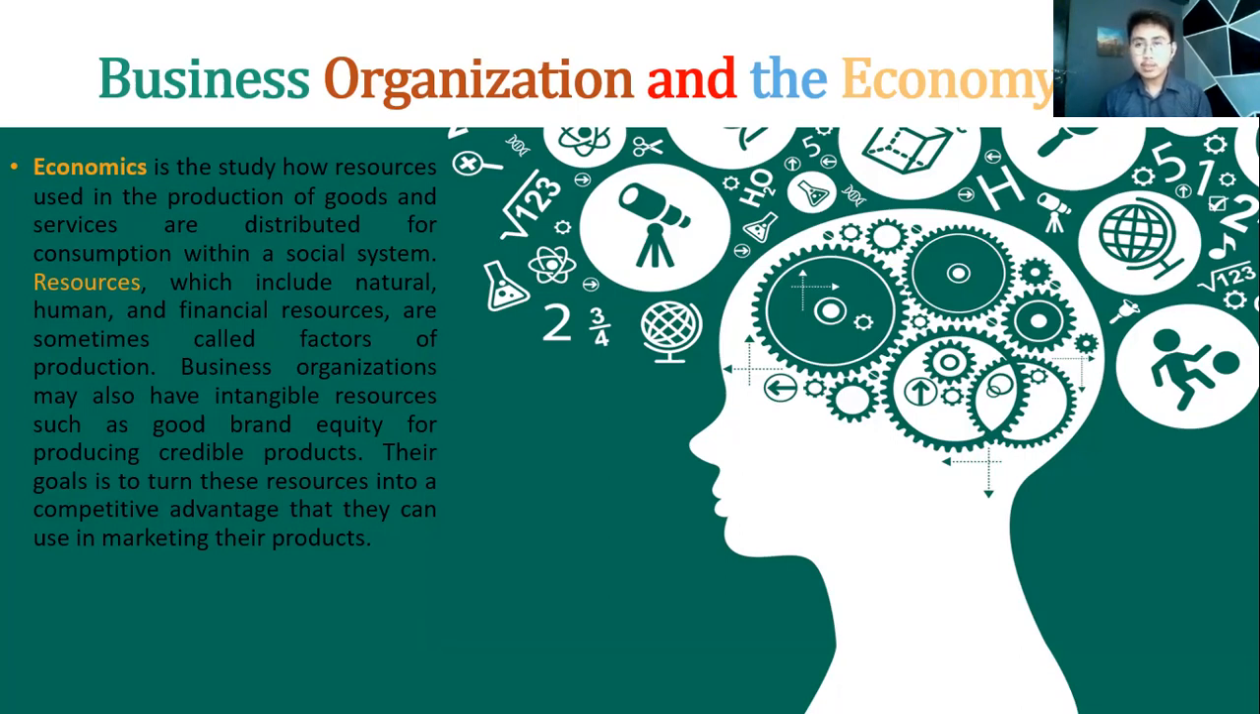So class, these resources will help the business to produce goods and services that will be sold by the businesses. Okay? So basically class, it is natural, human, and financial resources. So the business organization may also have intangible resources such as good brand equity for producing credible production. So we also have two kinds of resources, which is the tangible resources and the intangible resources. So when we say tangible resources, these are the natural, human, and financial resources.